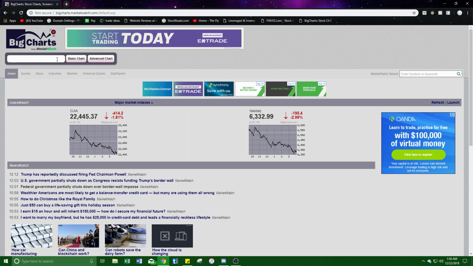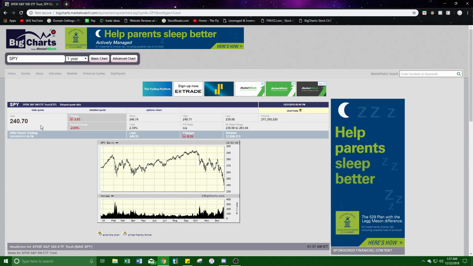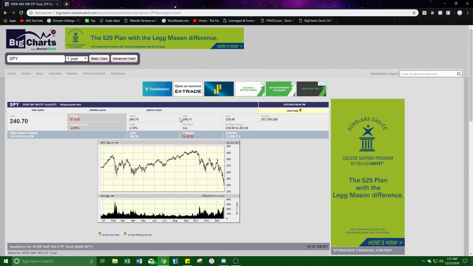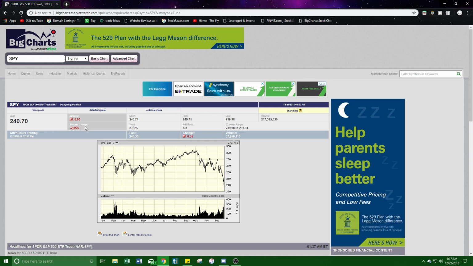So first I want to show you guys what a basic chart will look like with BigCharts.com. You can look at it either in a basic chart form or advanced chart form. So just for an example, let's look at the SPY. It'll give you all the statistics, pretty much level 1 quotes, right here. You got your last price, the change for the day, the open, the high, the low, the volume, the 52-week range, percentage change, and then after hours. And then you have your chart right here.